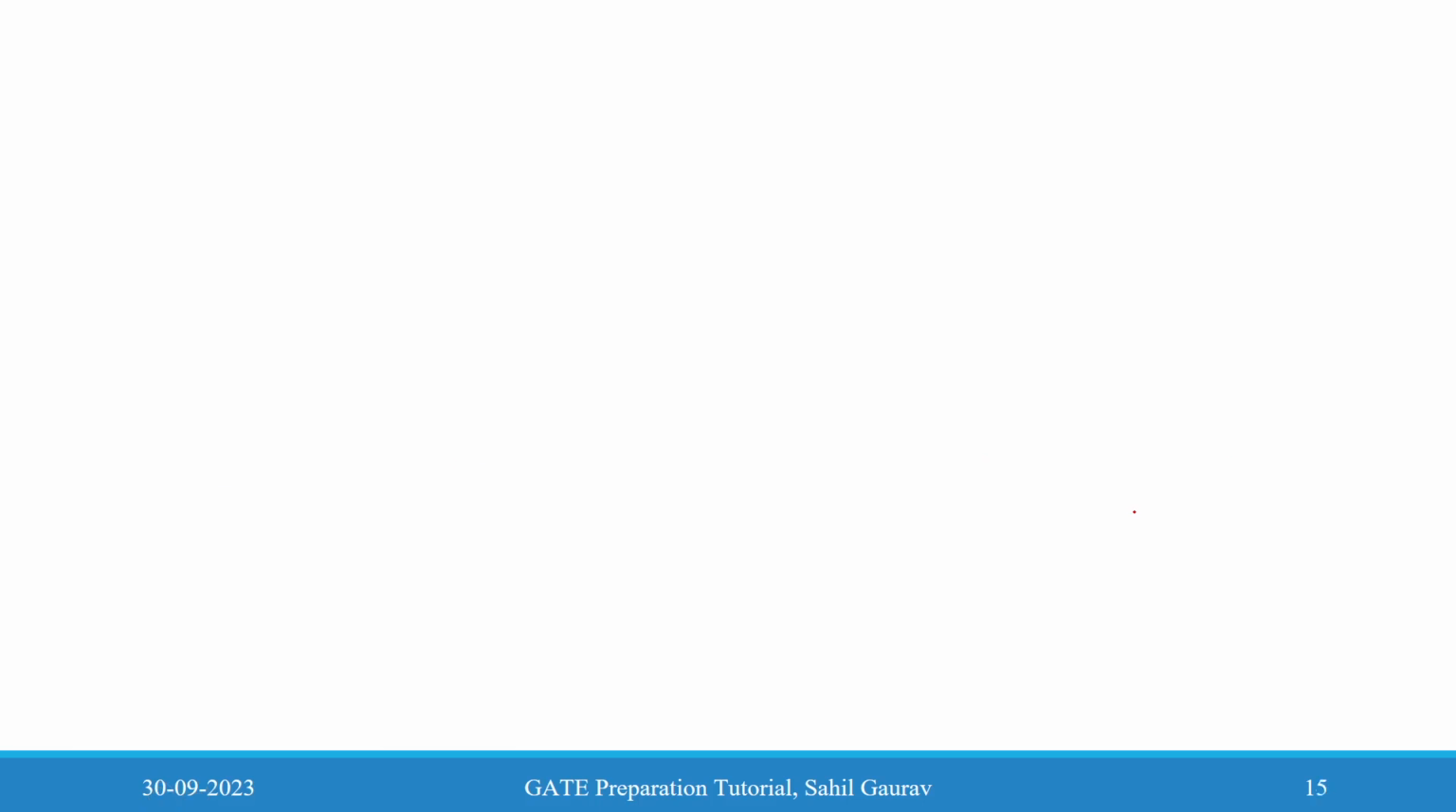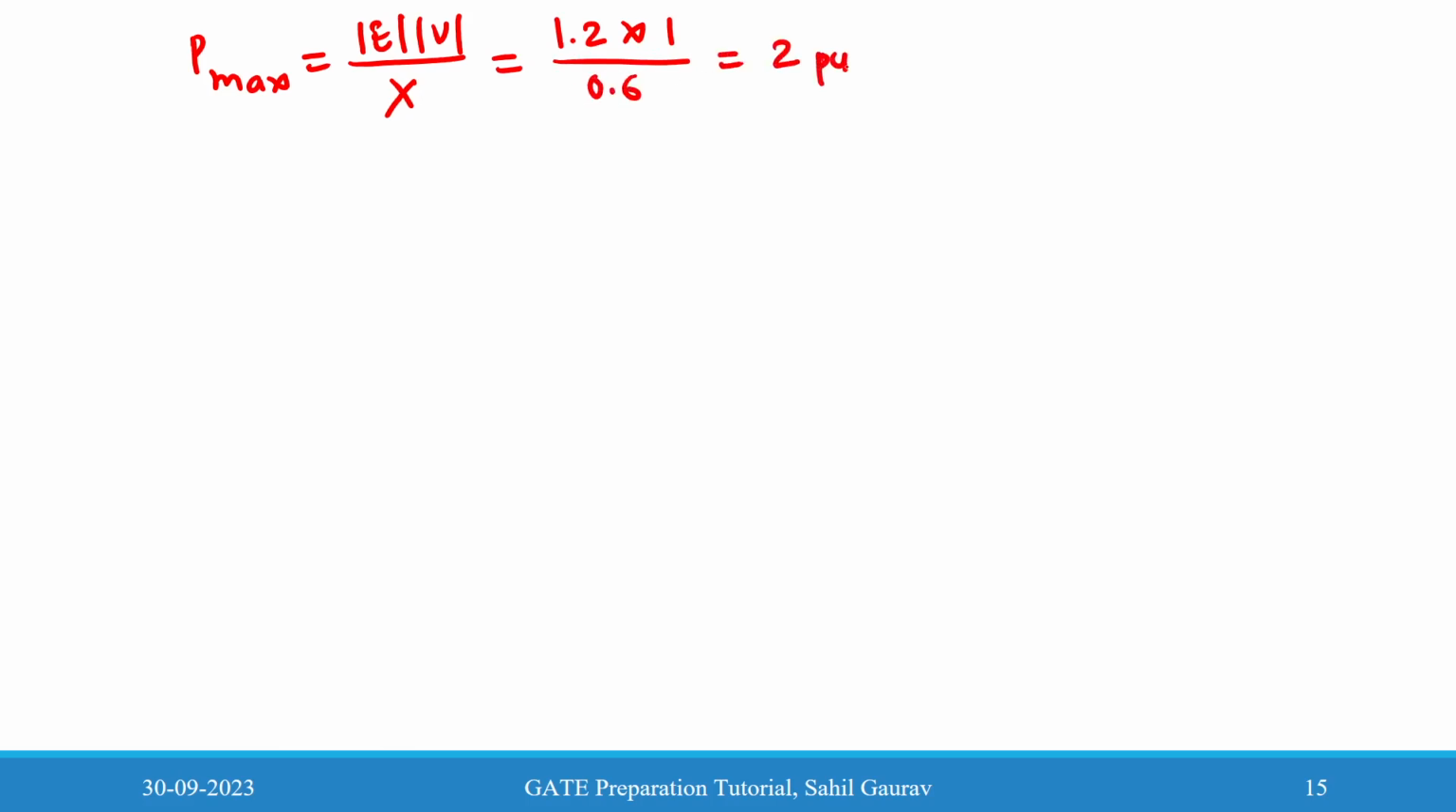Now we will find the P maximum value. How can we find mod E mod V divided by X? Mod E is given as 1.2, mod V is given as 1, and X is given as 0.6, so it will be 2 per unit. So we get the PE expression as 2 sine delta naught.